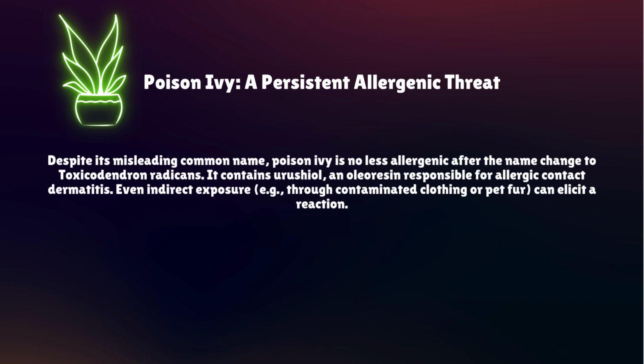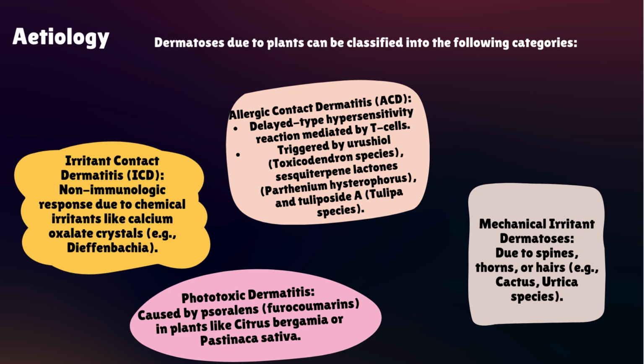Etiology of plant-induced dermatoses. Plant dermatoses arise through various mechanisms. Let's break them down. Irritant contact dermatitis, ICD, a direct, non-immune chemical irritation. Common irritants include calcium oxalate crystals found in plants like Dieffenbachia. Allergic contact dermatitis, a delayed type hypersensitivity reaction mediated by T cells. Key culprits include urushiol, Toxicodendron species, and sesquiterpene lactones, Parthenium hysterophorus.